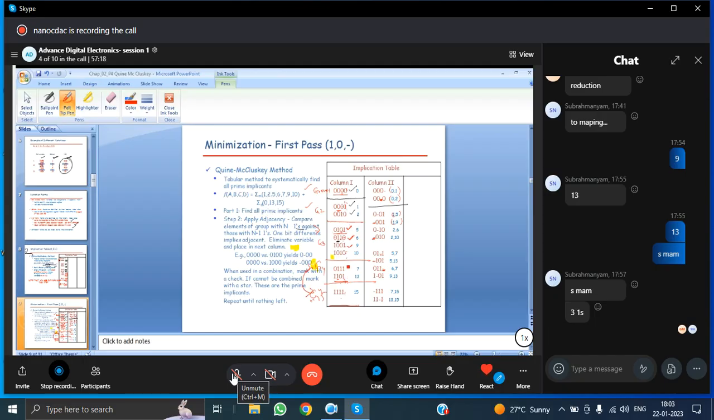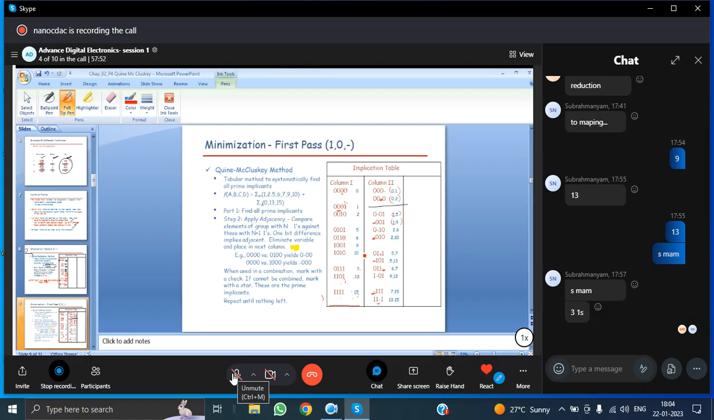If we compare, what is the variation between 7 and 15? Only single bit variation. 13 and 15 variation is also single bit variation. Like that I have to put in column 2. Here, you only need to compare all the bits. Okay, the comparison has to be done group by group. Group 1 to 2, group 2 to 3, 3 to 4, 4 to 5. After comparing, wherever there is a single bit variation, all those terms you have to mention in column 2.